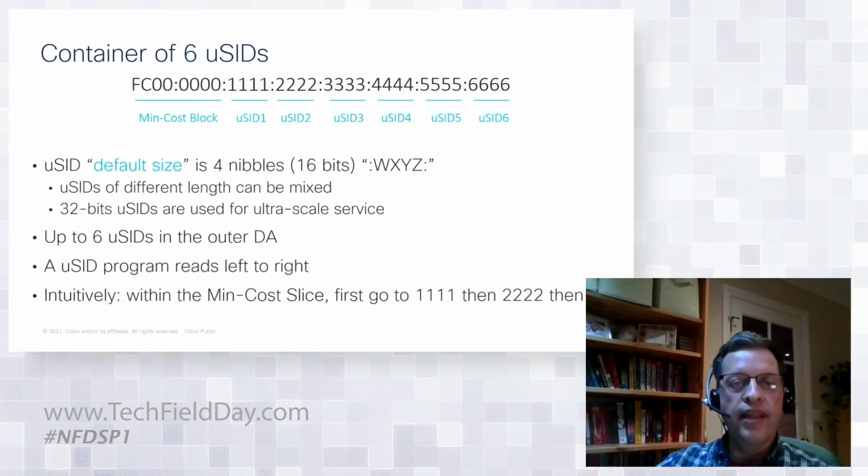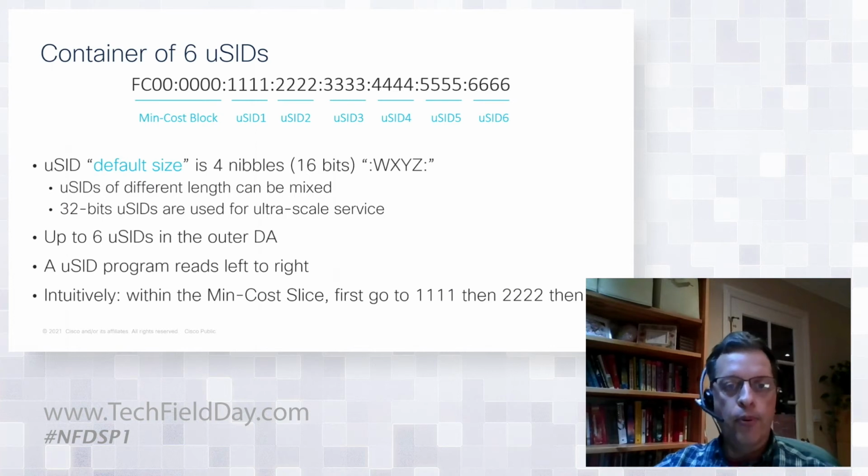Now, when you move from the block, you realize you now have your micro-SIDs. The micro-SIDs, by default, are also of a particular size. They are 16 bits, so four nibbles, W, X, Y, Z. They can also be of different size. They can be 32 bits if you need to go ultra scale, and you need to address over 4 million micro-SIDs. But when you use four nibbles, 16 bits, you can carry, when you do the math, 6 micro-SIDs inside of the carrier. So 32 for the block, and then 6 for 6 micro-SIDs. That would be for a total of 128 bits.